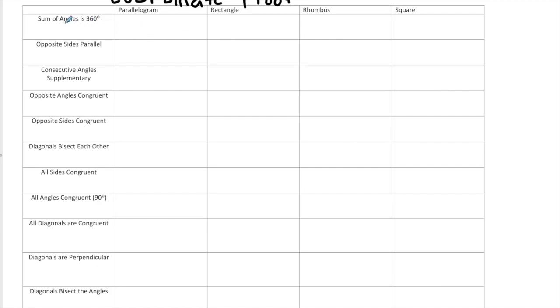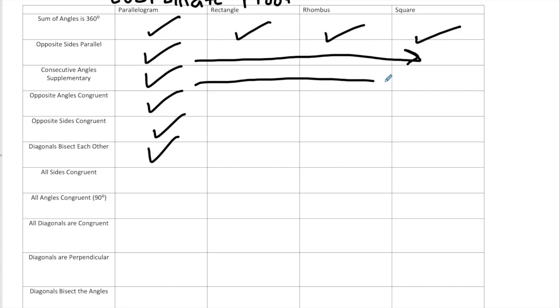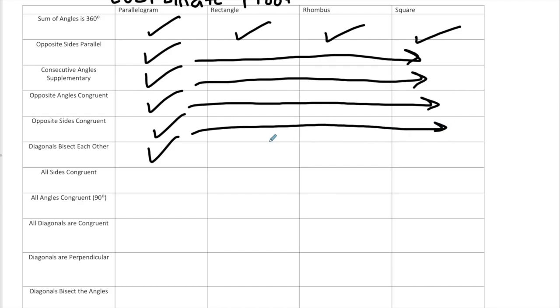So here we go. I'm going to start by recapping these properties. So what we know is that the sum of the angles is 360. That's true for any quadrilateral. And in fact, in terms of any parallelograms, the first 5 statements are true across the board, okay? Every one of these 4 shapes has these properties, okay? There's nothing unique about them in terms of the 4 shapes you see here.